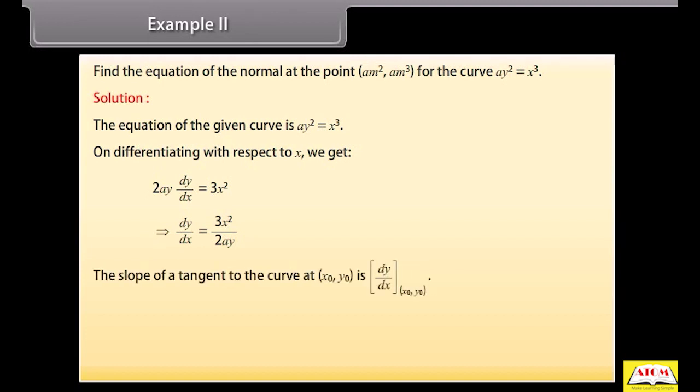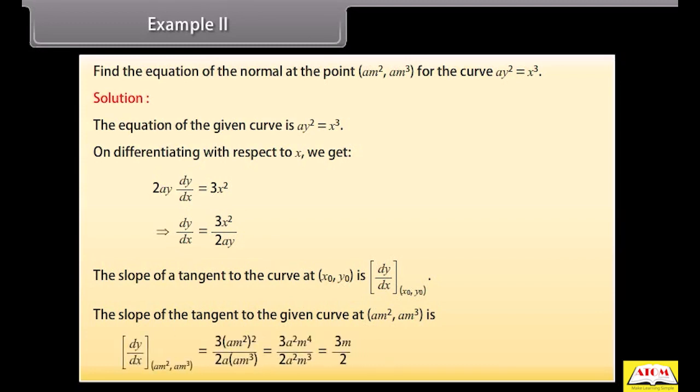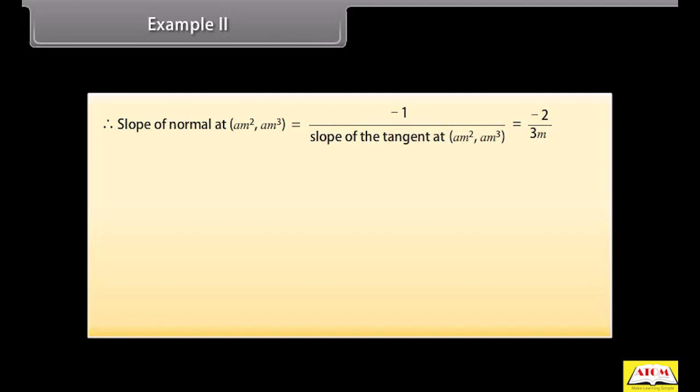The slope of a tangent to the curve at (x0, y0) is dy/dx at (x0, y0). It implies that the slope of the tangent to the given curve at (am², am³) is dy/dx at (am², am³), which equals 3 into the square of am² by 2a into am³, which is 3m/2. Therefore, the slope of the normal at (am², am³) is minus 1 by the slope of the tangent, which is minus 2/3m.